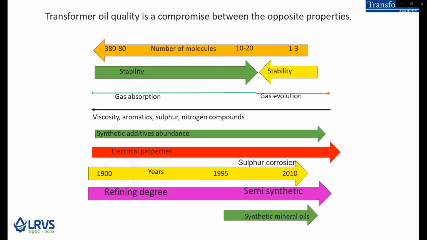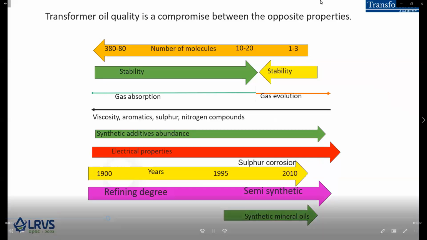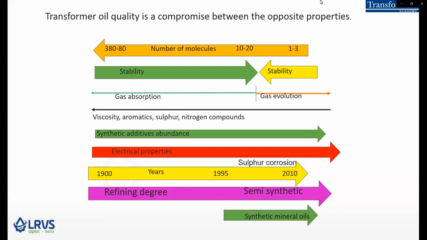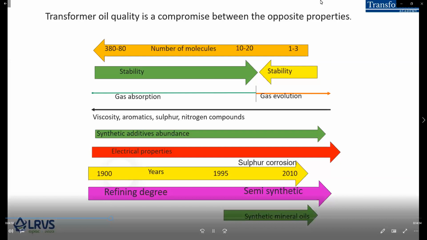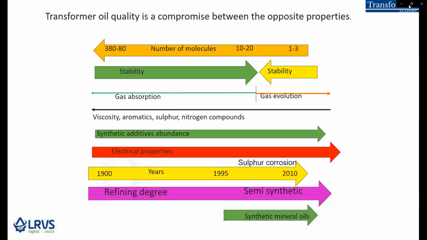Transformer oil quality is a compromise between opposite properties. Mineral insulating oils are produced with many contradictory properties, such as electrical properties and oxidation stability: a high refining degree means low stability, and good insulation properties. Additives are the solution, although electrical engineers prefer non-inhibited oils.